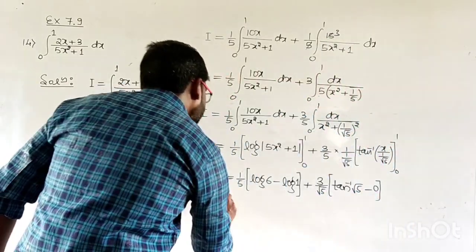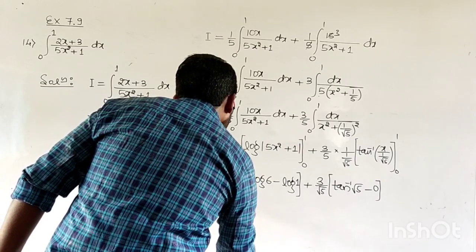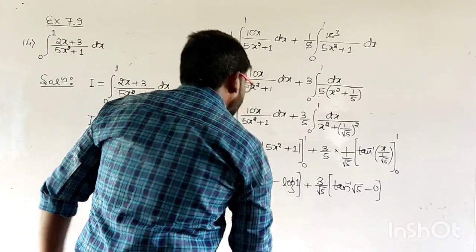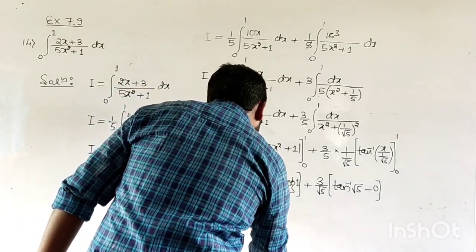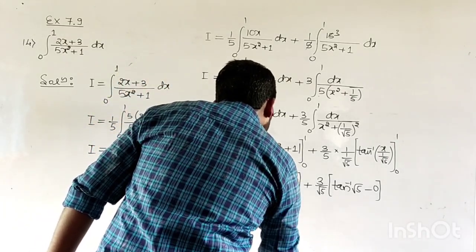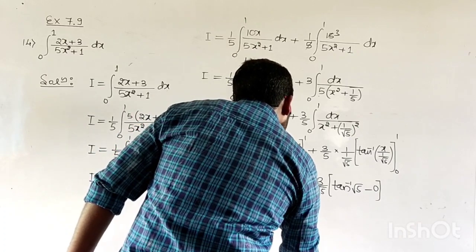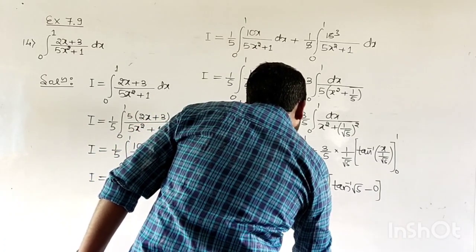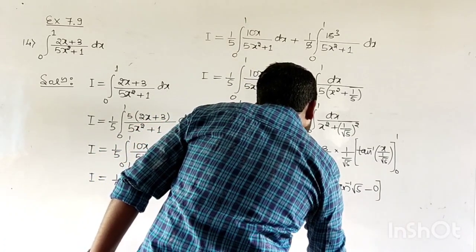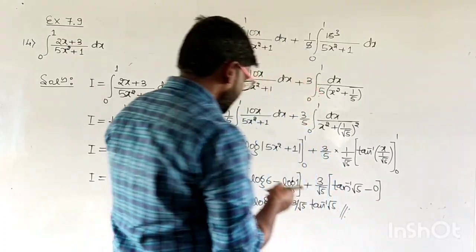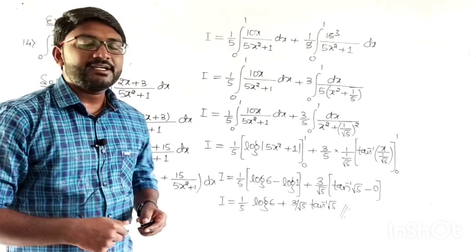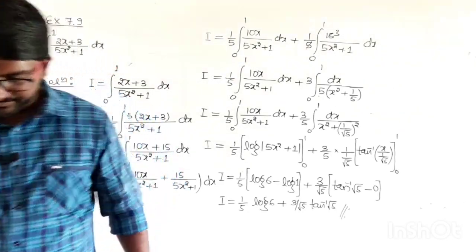So now in the next step, I is equal to 1 divided by 5. Then log 1 value will be 0. Log 6 minus 0 is log 6. Then plus 3 divided by root 5 into tan inverse root 5. So this is the required answer for the 14th problem.